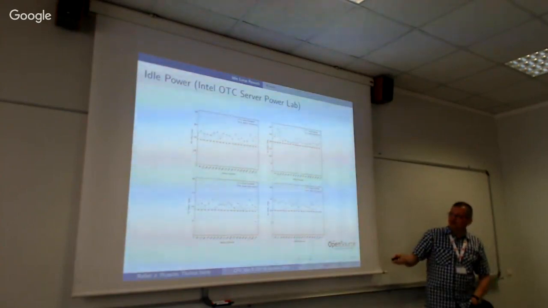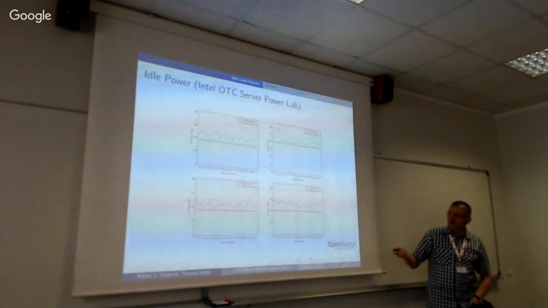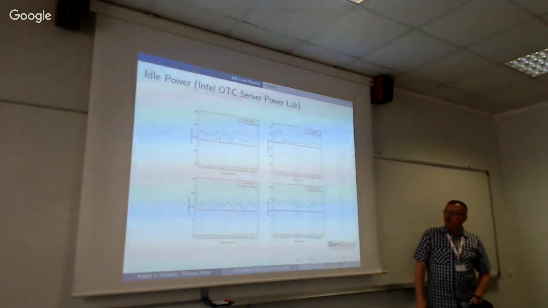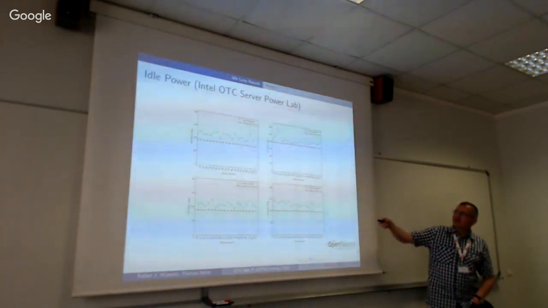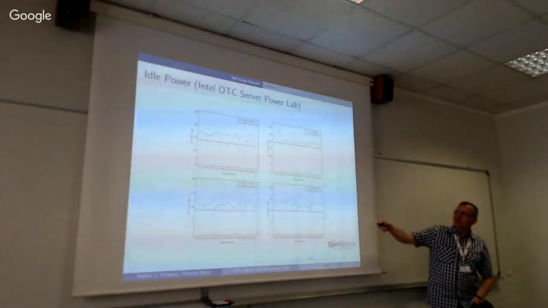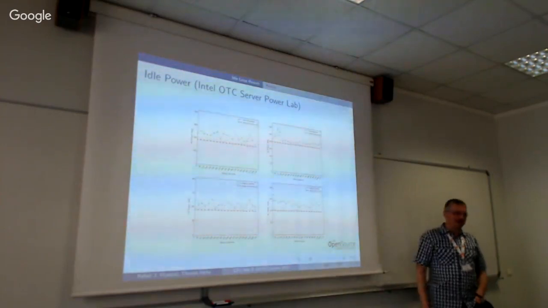And these are dual socket Skylake servers. So the scale is different on this graph in particular. So have a look at that. The green line is before the change, and the red line is after.